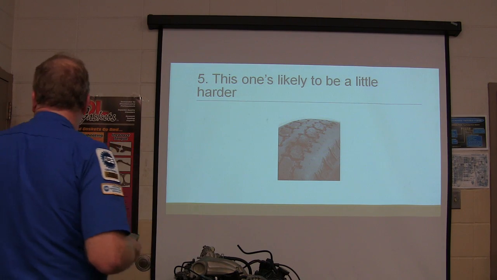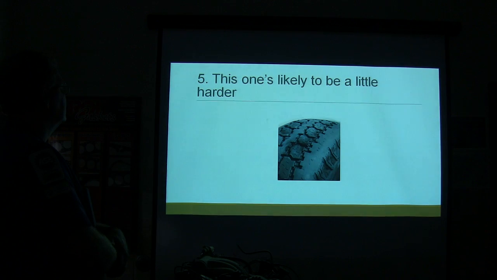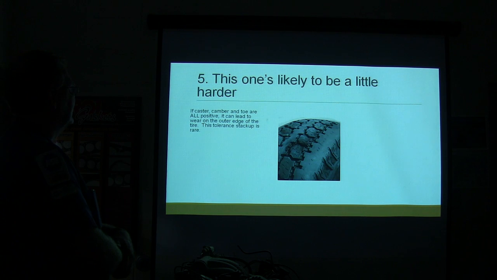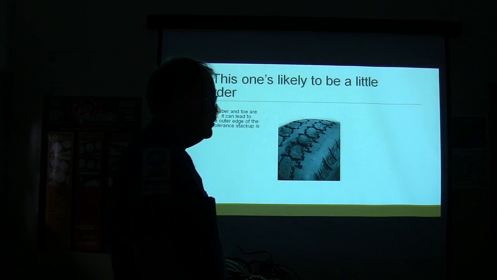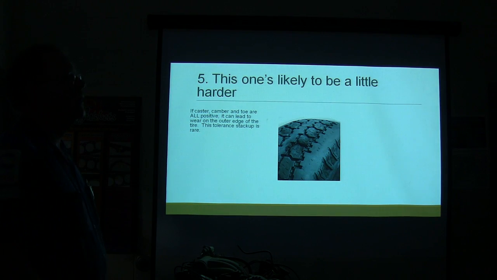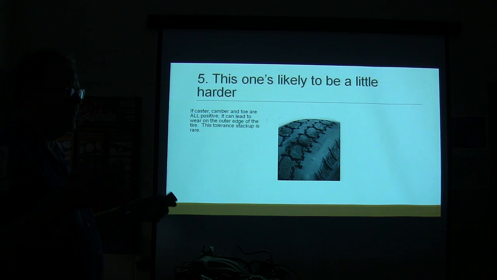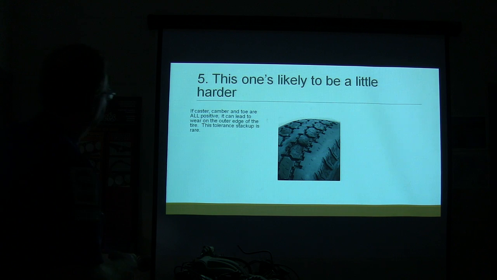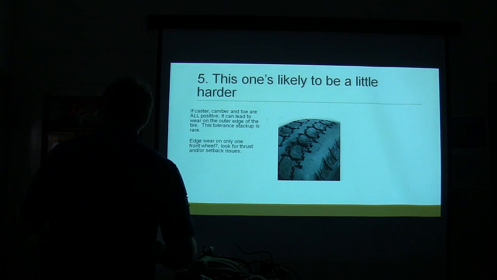This one here is likely to be a little harder. What do you see there? Just wore off on one side. If caster, camber, and toe are all positive, it can lead to wear on the outer edge of the tire. Now they all have to be positive. Caster by itself won't typically cause any problems like that, although if the caster is off enough in one direction or another, it can cause the wheels to shimmy sometimes, and if they shimmy enough, it can cause tire wear. Edge wear on only one front wheel: look for thrust and or setback issues.